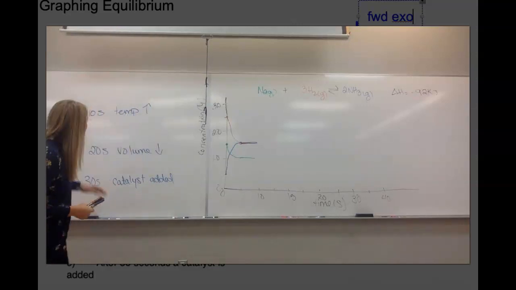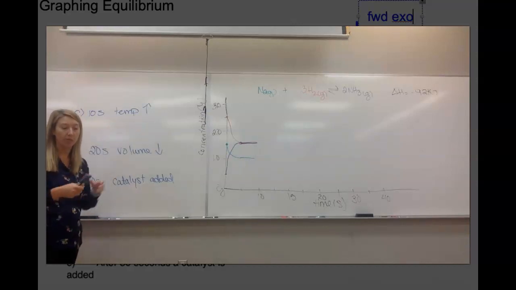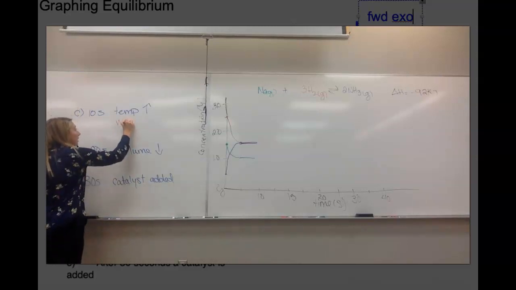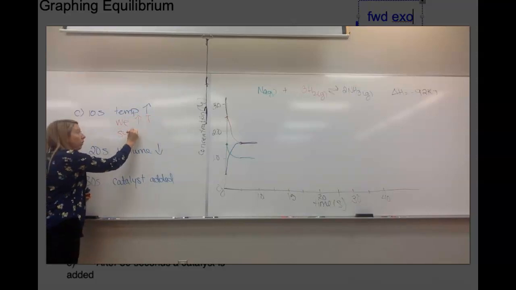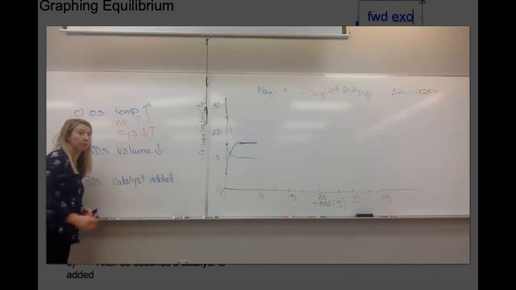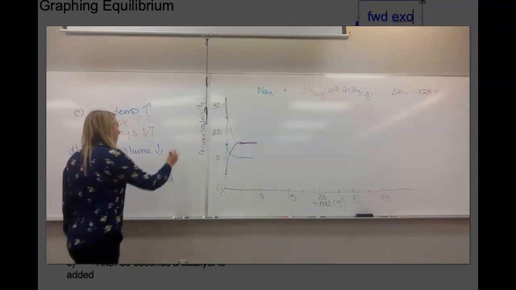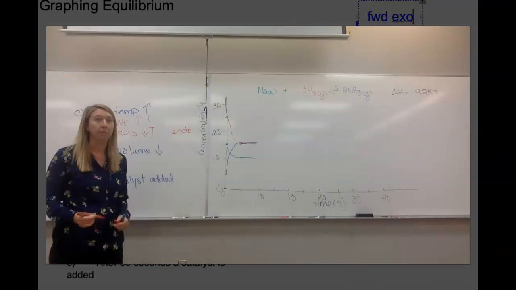So when we look at this, C told us that at 10 seconds, the temperature was increased. So we want to think about what that means. We just increased the temperature. The system wants to do the opposite, which is to decrease the temperature. So it wants to make it colder. The way to make it colder is going to be to go in the endothermic direction.